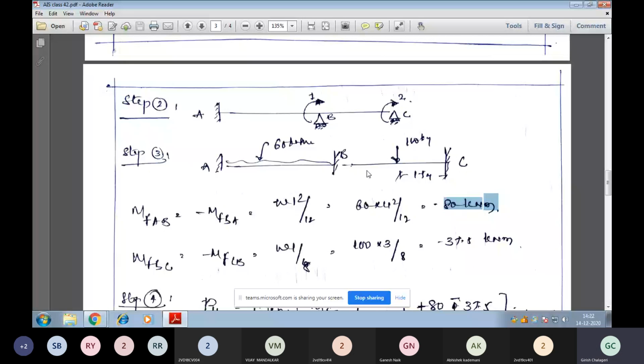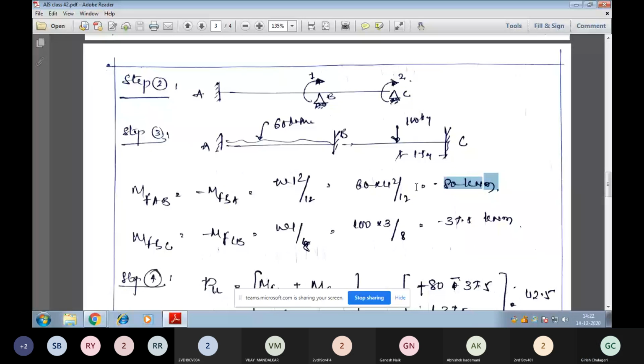Next, coming to the second member BC, again B is fixed, C is fixed. Span is 3 meters. The point load is acting at the midspan of the member, 1.5 meters from C. So the formula to find the fixed end moments at B point and C point will be minus WL by 8 and plus WL by 8. Substituting the values W is equal to 100, L is equal to 3, the moment at joint B for member BC will be minus 37.5 and at C point it will be plus 37.5.